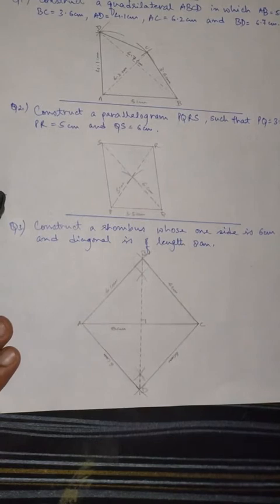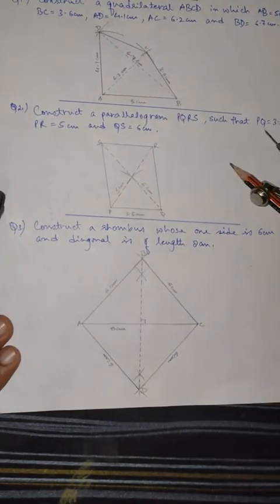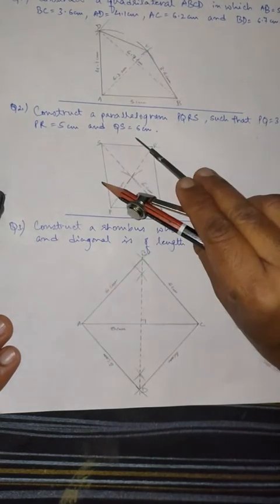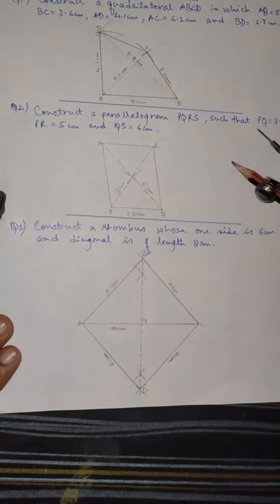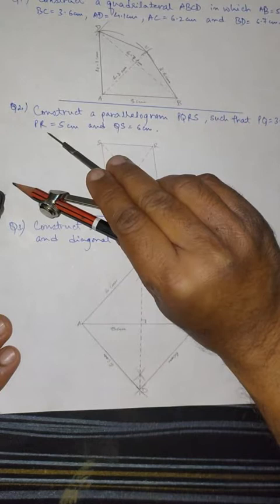In the same manner, there is one more construction, that is construct a parallelogram PQRS such that PQ is given as 3.5 centimeter, PR is given as 5 centimeter, and QS is given as 6 centimeter. Now in this question, PQ is the side of this parallelogram. But what is this PR and QS? As you can see, PR is a diagonal.